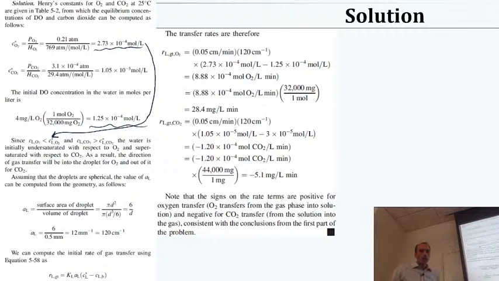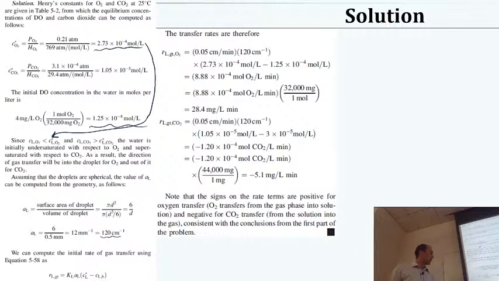Okay, so then we go on to the assumption that they're spherical. We can get the surface area of a droplet divided by the volume of a droplet. That'll give us our surface area concentration, this AL. Calculate that: 6 divided by 0.5, in per length units, we get 120 per centimeter. Kind of a weird unit, but that's our surface area per volume.